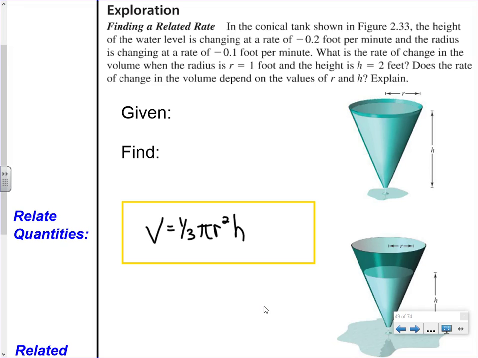per minute. What is the rate of change in the volume when the radius is r equals 1 foot and the height is h equals 2 feet? Does the rate of change in the volume depend on the values of r and h? Here's the system. You read a problem, and you see rates. You see the word rate multiple times, talking about multiple quantities. What are the quantities they're talking about?